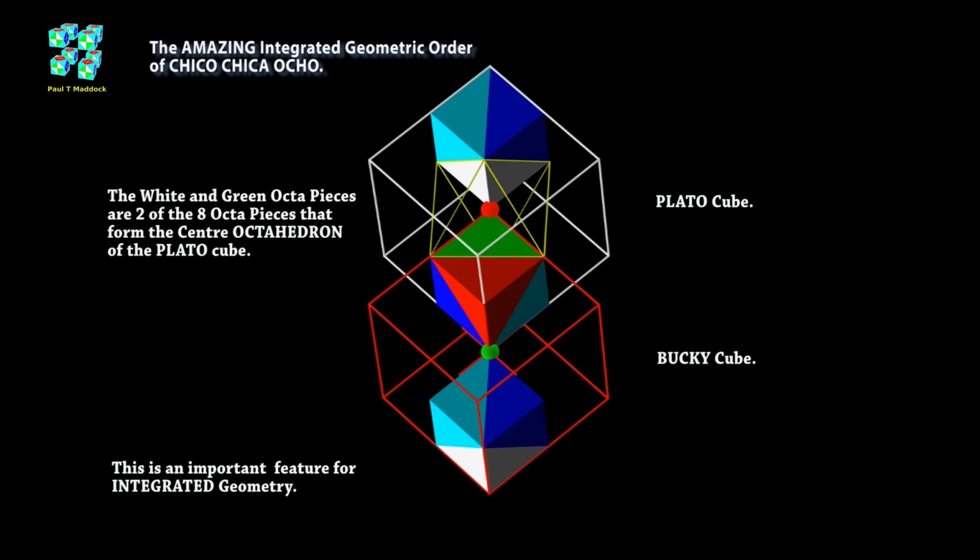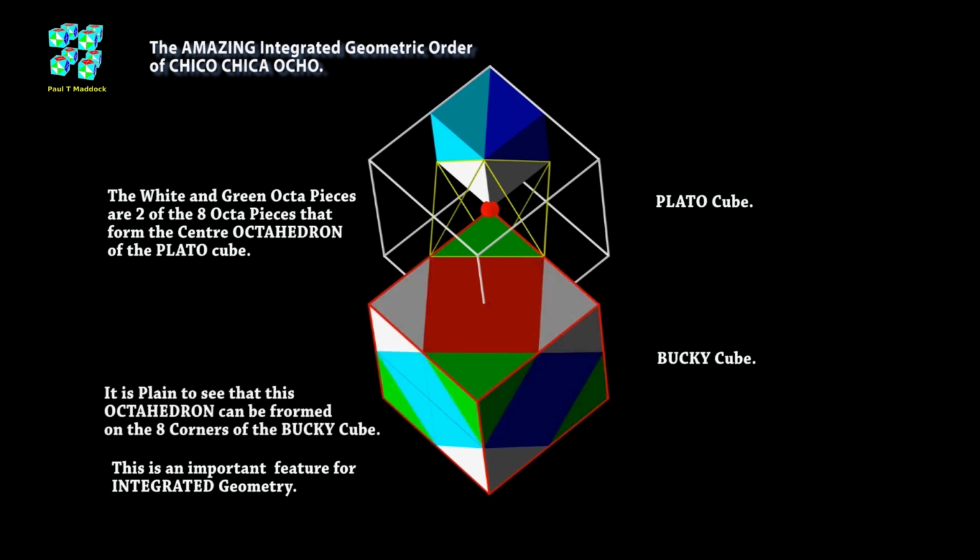Plato cube. Now you can see that this red ball is the center of the white octopiece and the green octopiece. Now 8 of these octopieces will make up an octahedron, and I show the outline in yellow. Okay, now I'm going to show you a full Bucky cube. Now it's plain to see that this geometry can be repeated on the 8 corners of the Bucky cube.